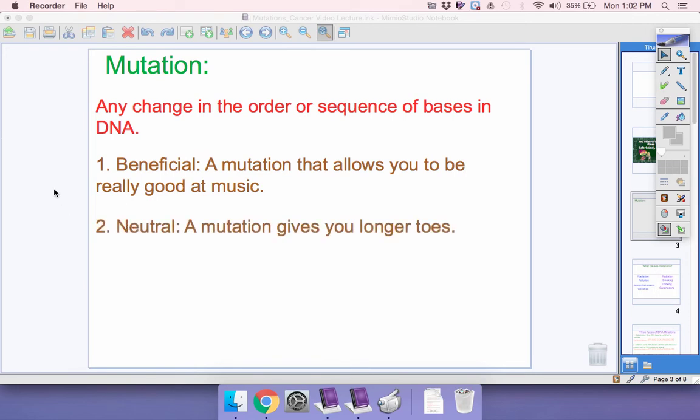Mutations can also be neutral. This is where the mutation gives you no reproductive benefit or no reproductive harm. So a mutation that gives you longer toes would be one. This isn't going to harm you or help you in any way. Third, there's a harmful mutation. This is the kind of mutation that we often think about, a mutation that hurts you. An example of that would be a mutation that would give you a heart defect.